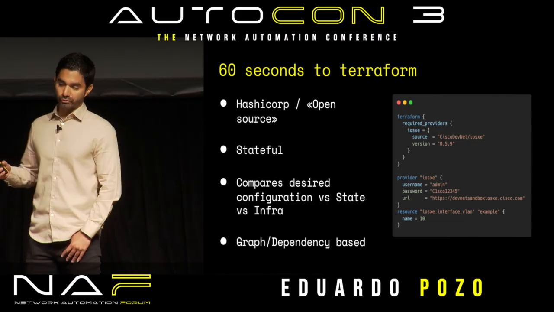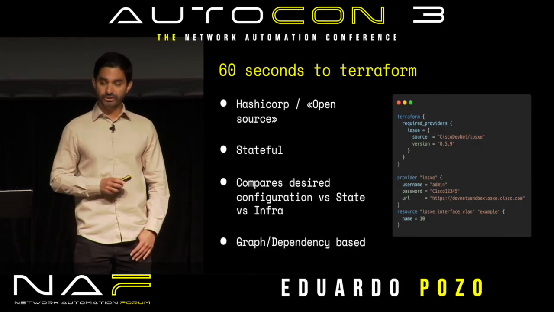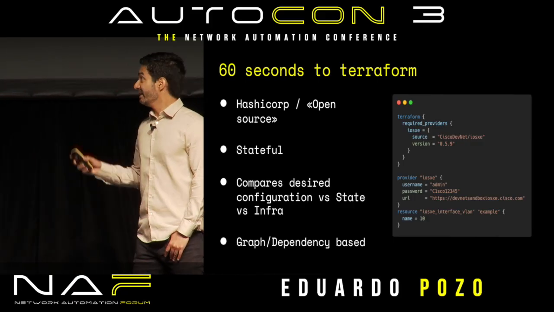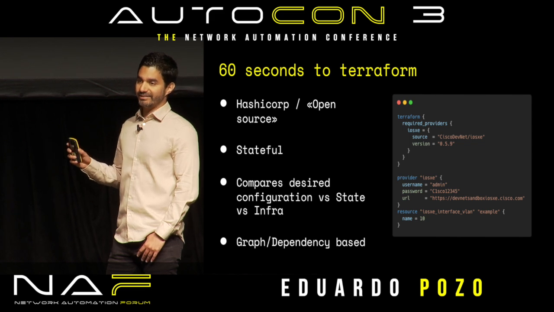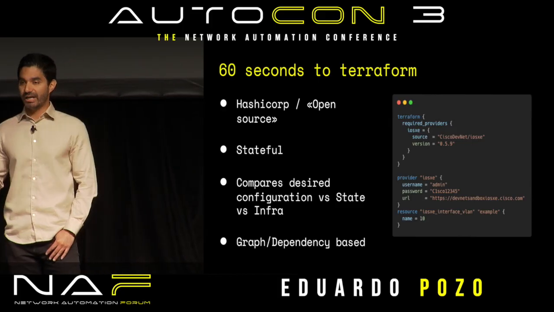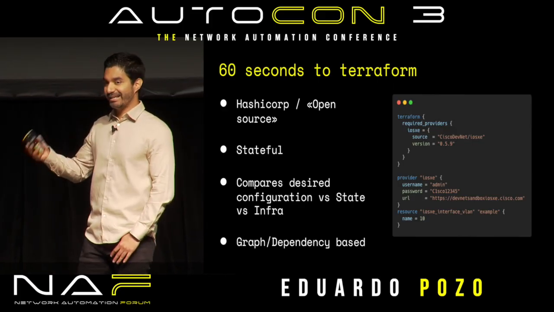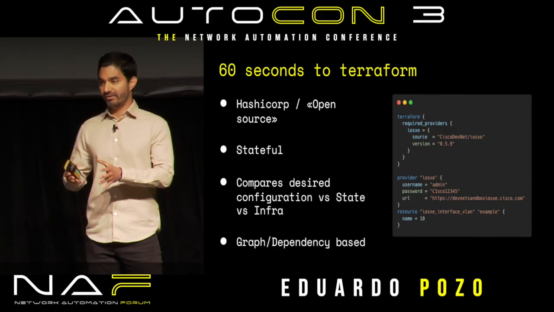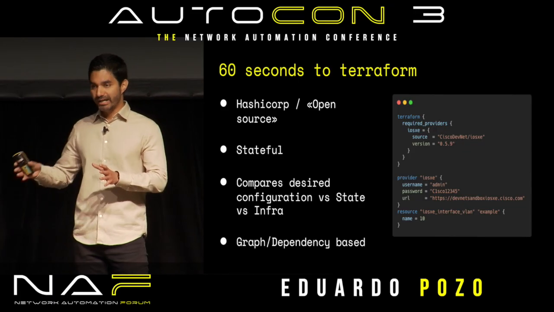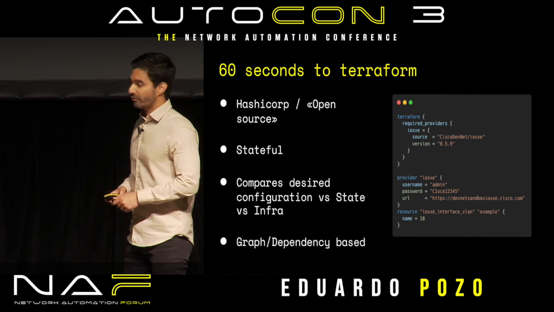Quick introduction to Terraform for those who have never heard of it or don't know how it works. It's an open source tool created by HashiCorp. I say open source because it changed the license in the last year, but I won't go into details. The main difference with Ansible is that this tool is stateful. It means that every time we create an object with Terraform, it saves the state, or the configuration, in a state file in a storage. So every time we run Terraform again, it compares this state with the infrastructure and will always try to have no diff. It will tell you we need to delete or create objects to achieve this state in the infrastructure. And it's also graph or dependency based.